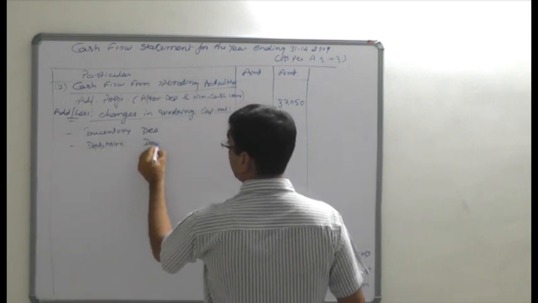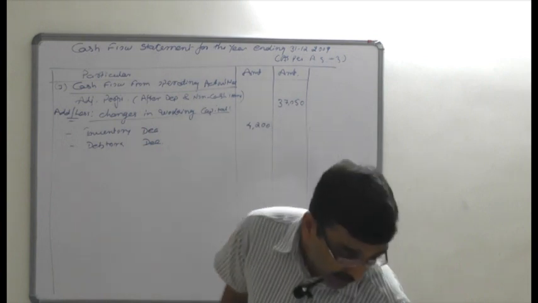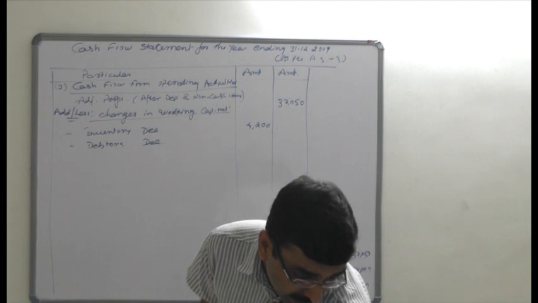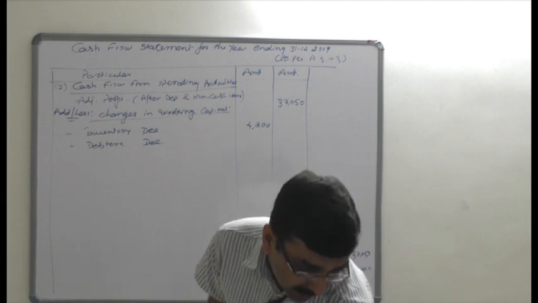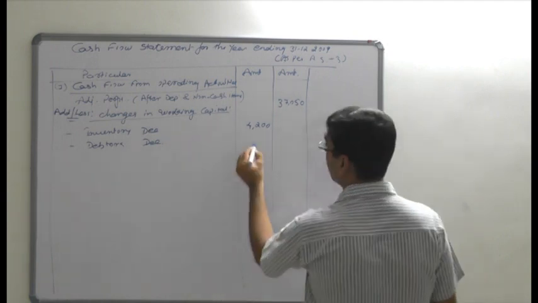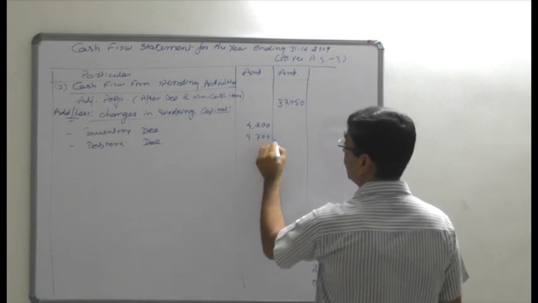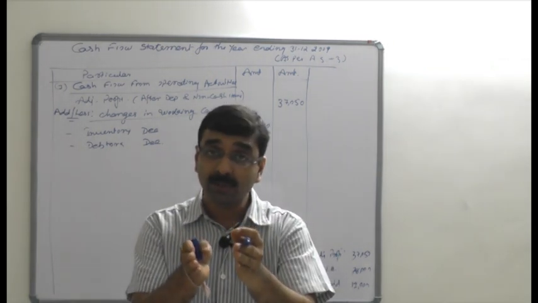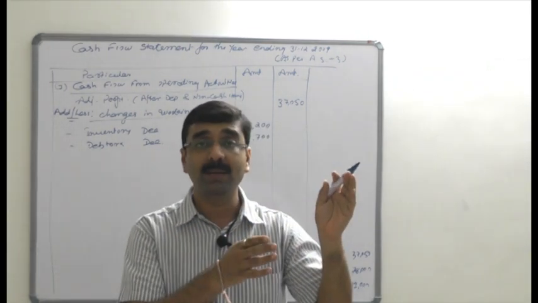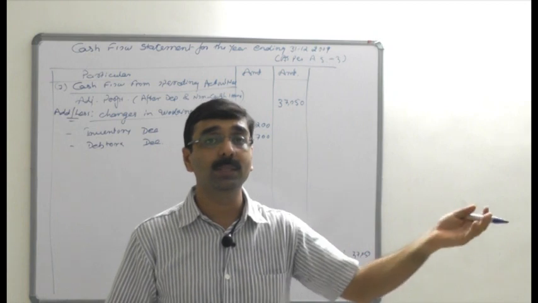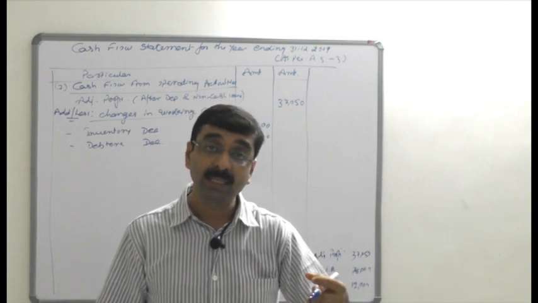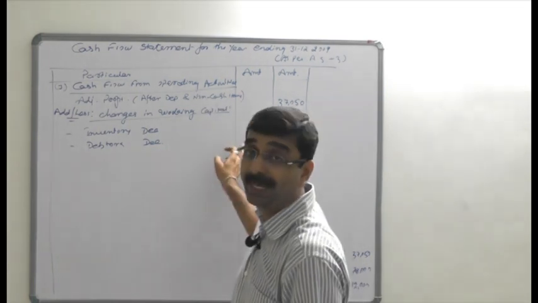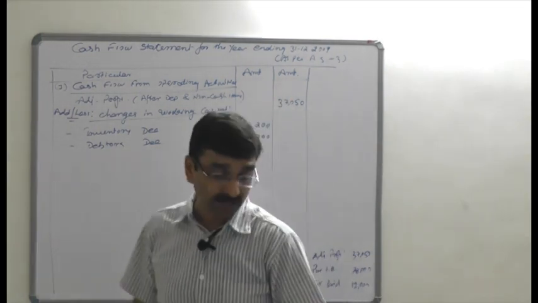Debtors also decrease, and the difference amount of debtors comes to very close to 9,700. Yes, it is 9,700. So the amount of debtors change, decrease, it's 9,700. This is also a decrease, so the formula is applied the same way. The current year current assets is lower than last year, which means it improves your cash flow, and that is a positive value. So it would be added into the adjusted profit.